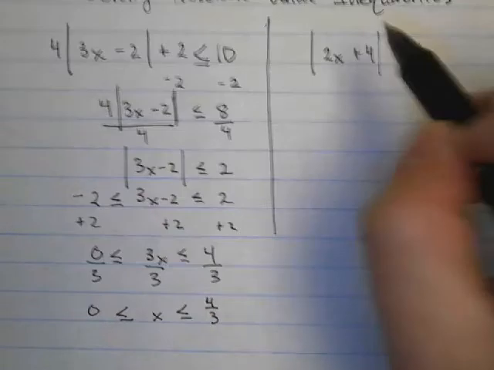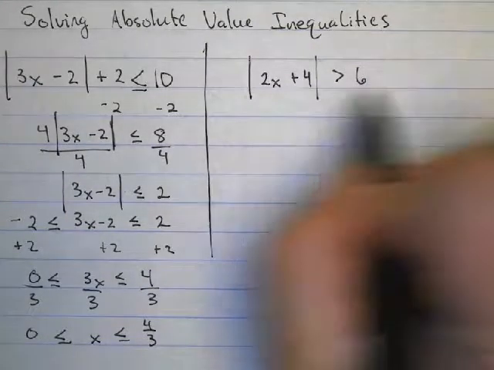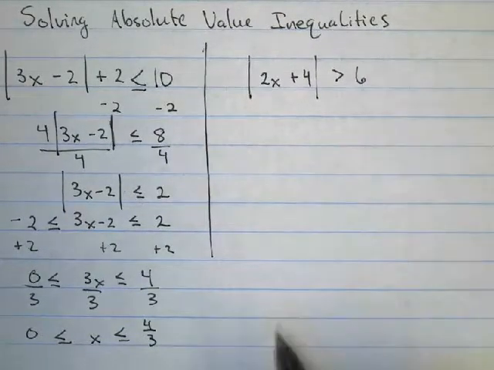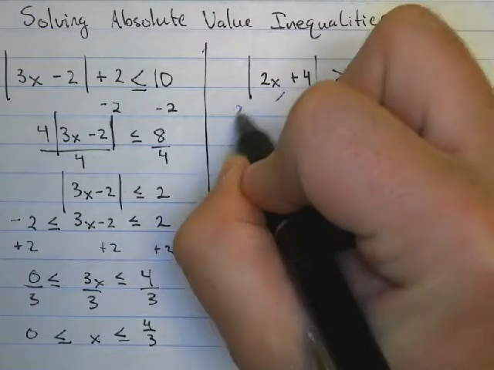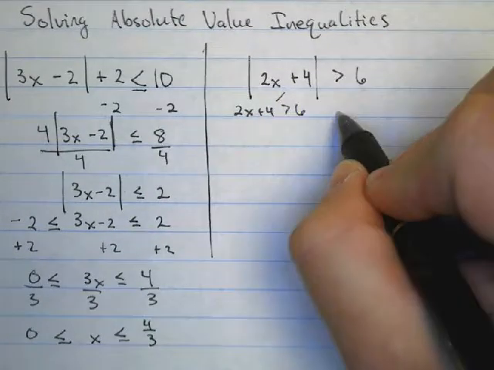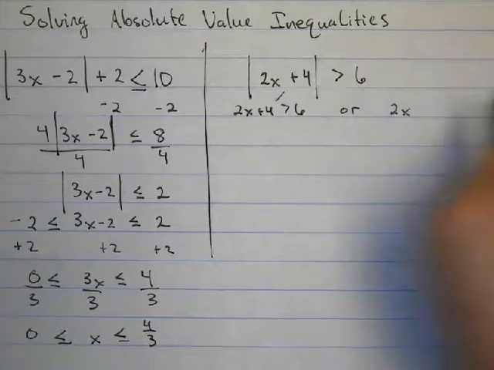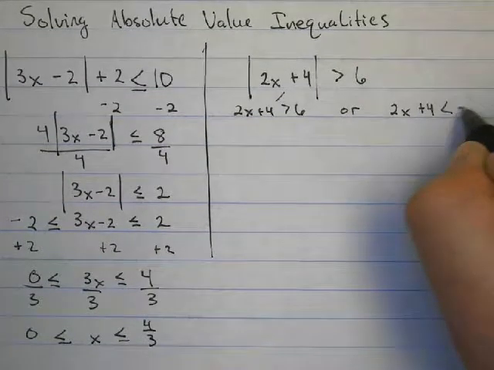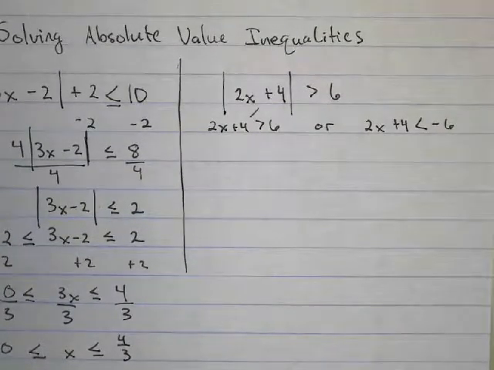Well, it looks like my absolute value is already isolated, so I have no work to do, and I'm just ready to go. So what we can do is say that the argument on the inside of the absolute value is greater than 6, or the argument on the inside of the absolute value is less than the opposite, so less than -6. And now we just solve both equations independently.